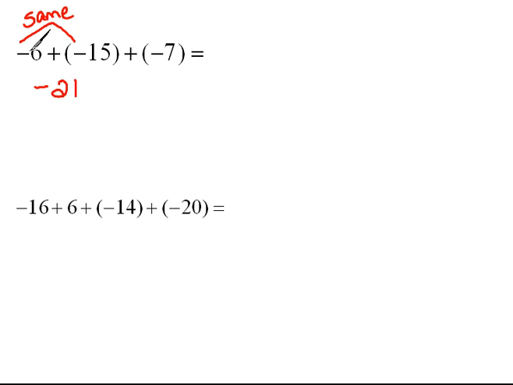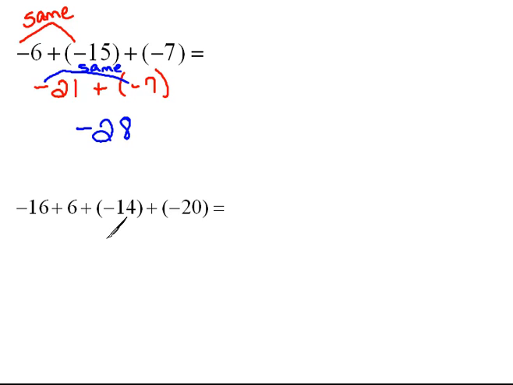Now, since I'm done with these two, but I still have to deal with this negative 7, I'm going to just continue writing it down. Now I can go through and take negative 21 plus negative 7. Since the signs are the same, we add. 21 and 7 would be 28. And we keep the sign the same, which would be negative.